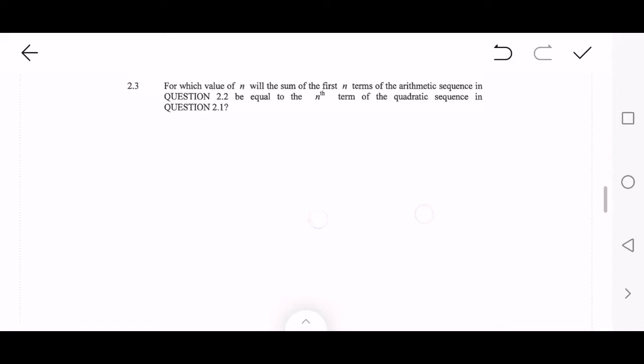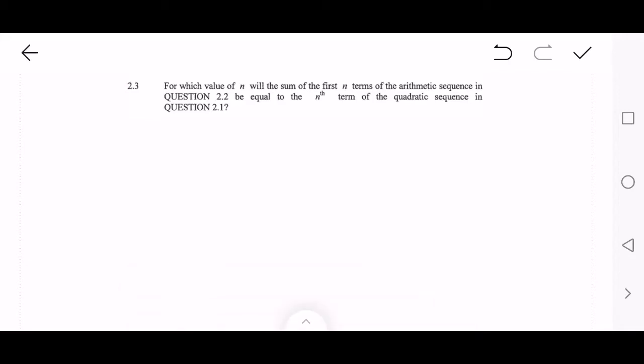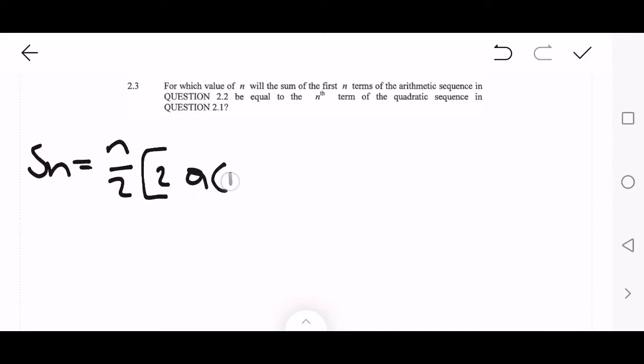So what we need to do is to first get the formula for the sum of the arithmetic sequence. So we have Sn equals n over 2 into 2a plus n minus 1 multiplied by d.